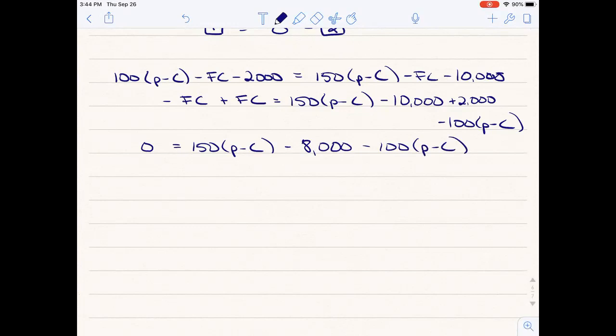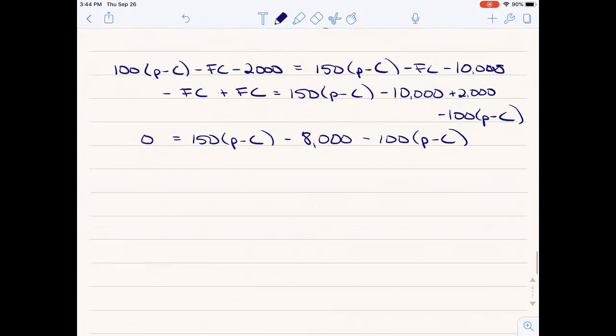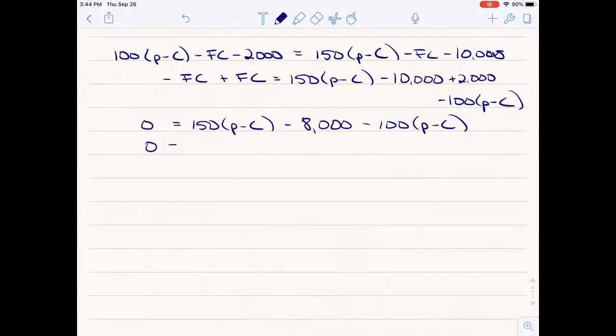Remember, we're treating P minus C as one thing, right? And so we're going to collect those like terms, and we're going to have 0 is 150, or you know what? I'm going to put the P minus C out front. P minus C times 150 minus 100, and then minus 8,000.